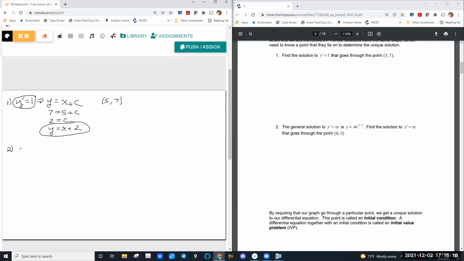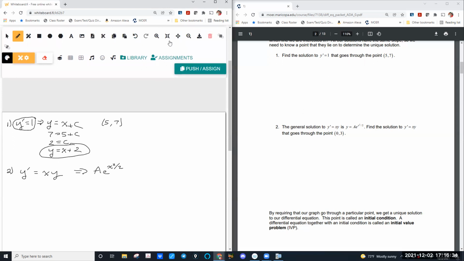Now in number 2, we've got a differential equation of y prime equals x times y. And now we're told that the solution is a e to the x squared over 2. Well, this is a perfect opportunity for us to see how to verify the solution of a differential equation. Let me clean something up here.